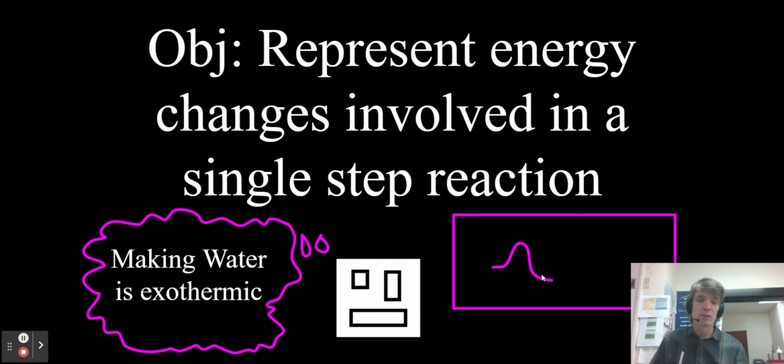And you're going to need to know how to draw them and what they mean and how they're drawn and what different values you can glean from them by understanding how they're set up. All right, so this is what an exothermic one looks like.